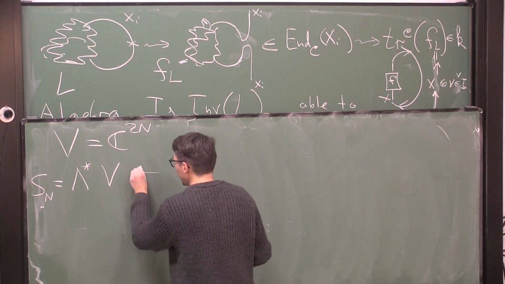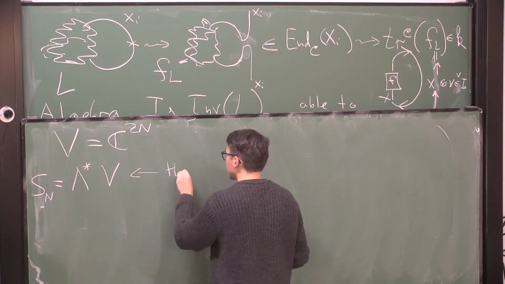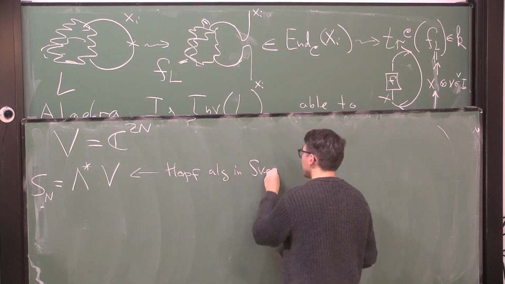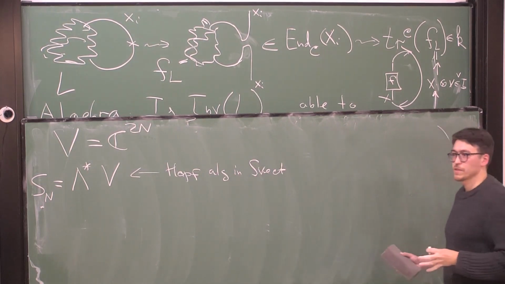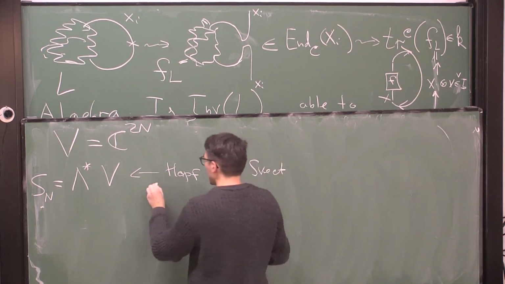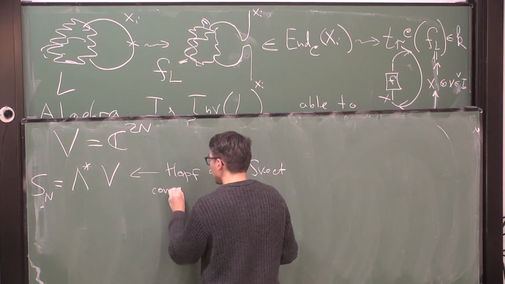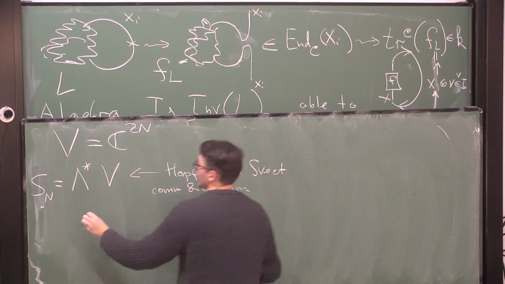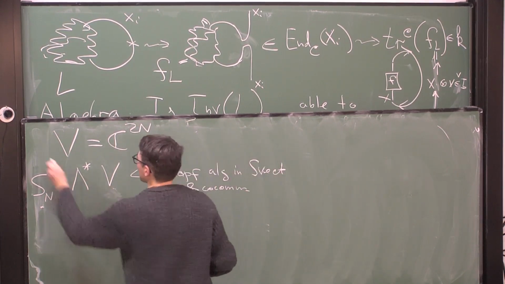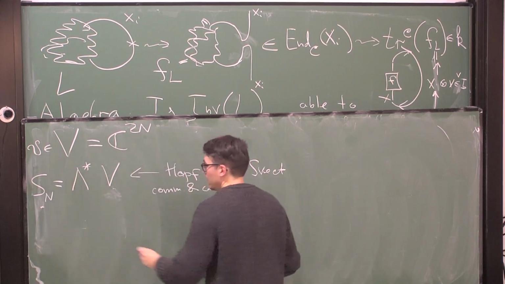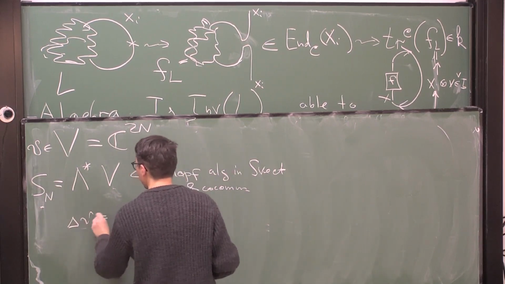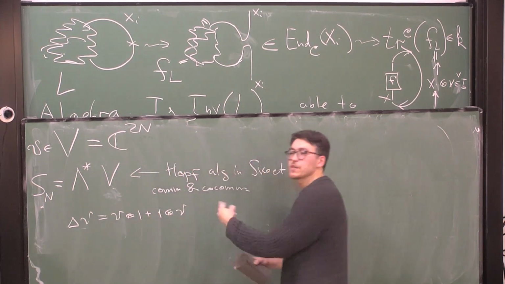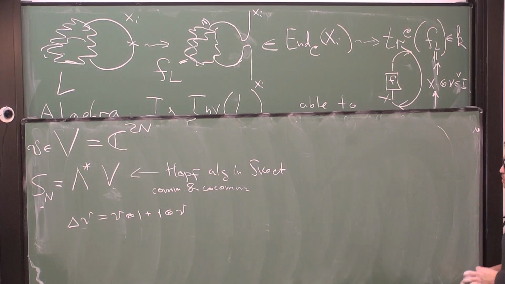And about exterior algebra, you can think of it as a Hopf algebra in S vect, so in the category of supervector spaces. It is a commutative and co-commutative Hopf algebra. So for example, for an element v in V, the coproduct is v tensor 1 plus 1 tensor v, but it should be taken with respect to the grading.